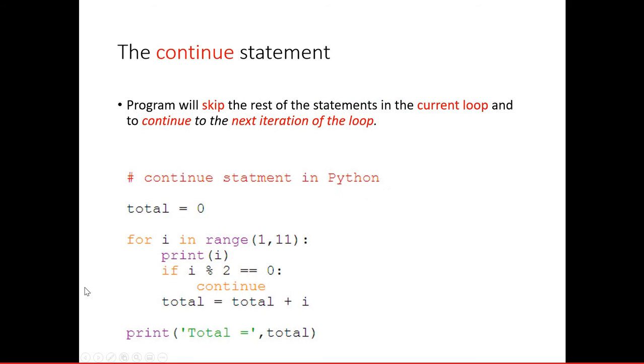The next one is called continue. Now continue works like this. Whenever Python meets continue, it will not execute anything below. It will go to the next iteration. Right? It's something like this.